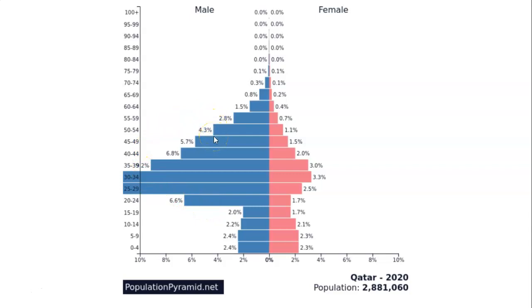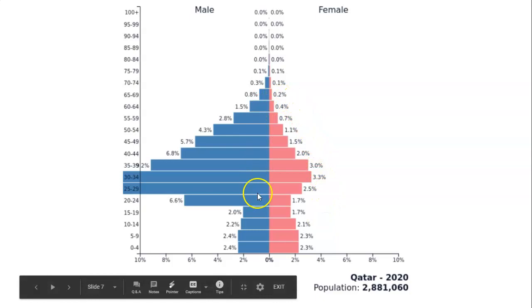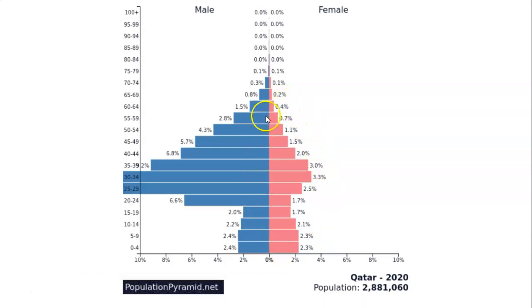If you took away all those migrant workers, it would look very similar on the male side as it does on the female side. The female side represents pretty much all natural population, whereas the male side includes a lot of migration in that as well.